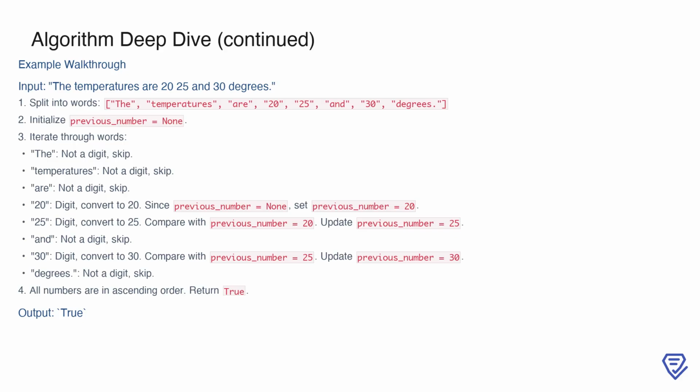Then we process 30, convert it to an integer, and compare it with prev_number, which is now 25. Since 30 is greater, we update prev_number to 30. Finally, the word "degrees" is skipped. All numbers are in ascending order, so the algorithm returns true.